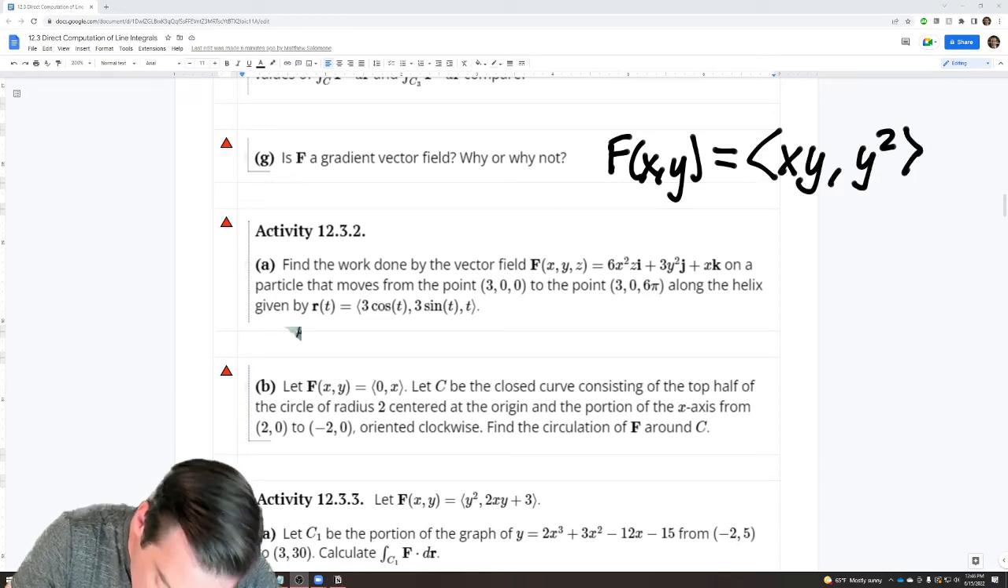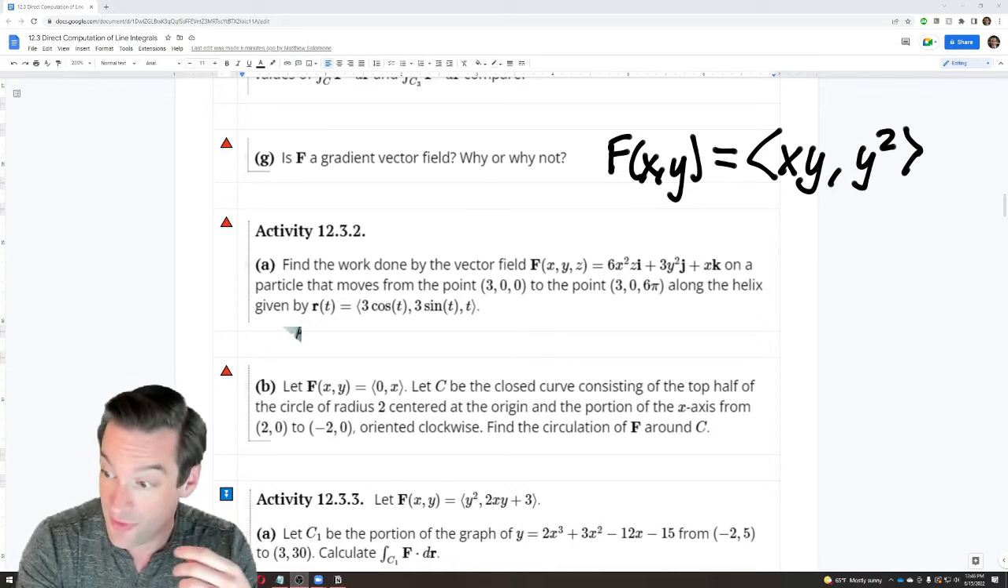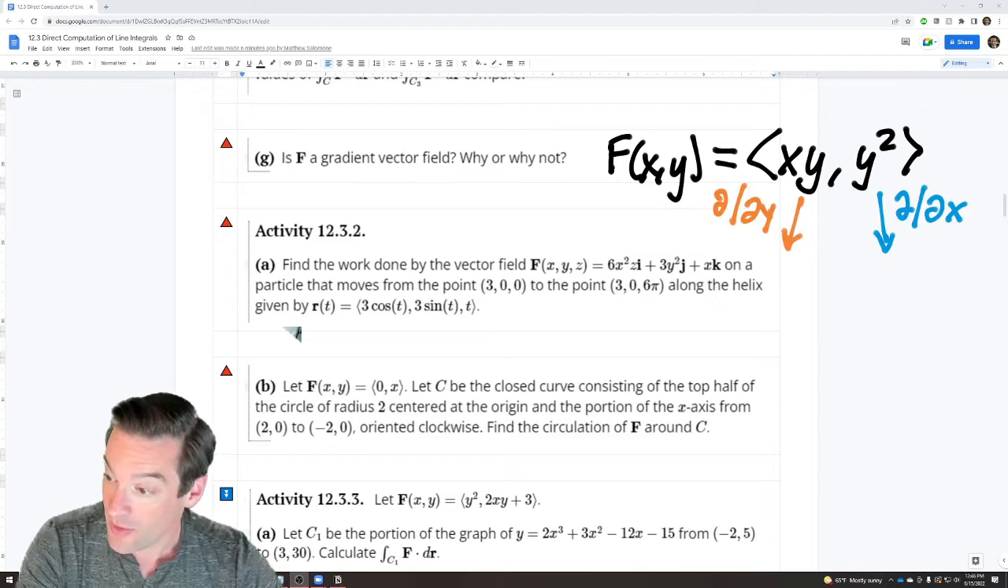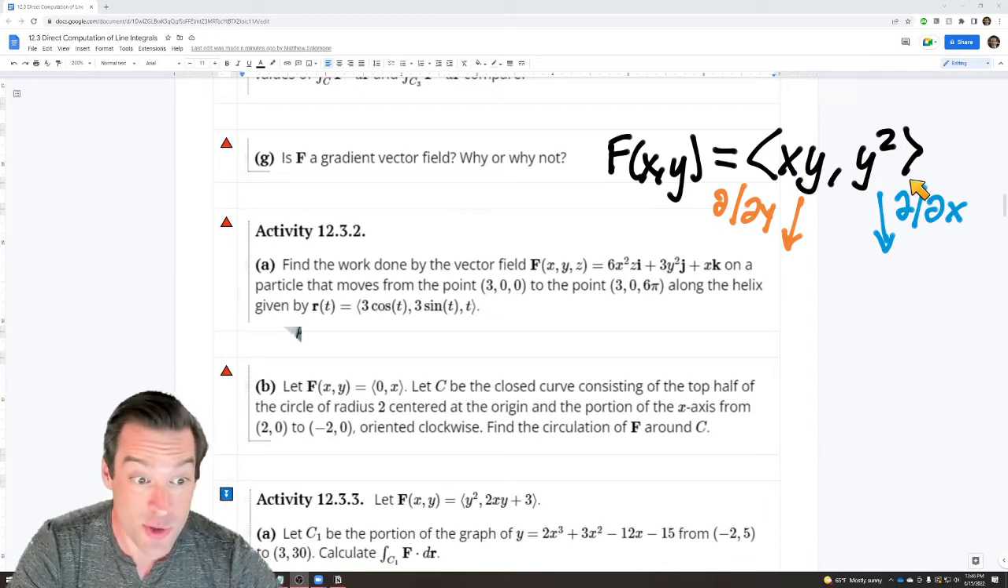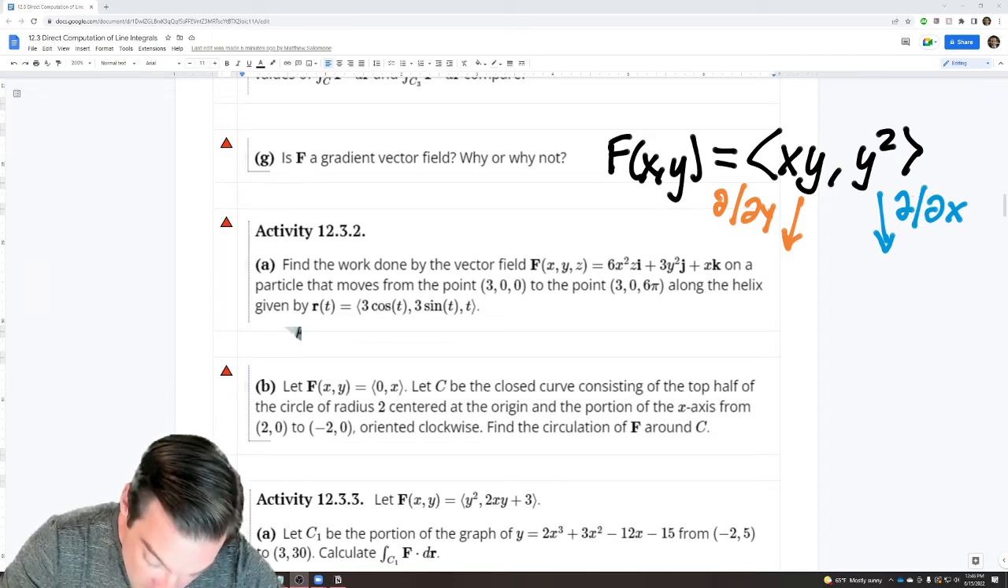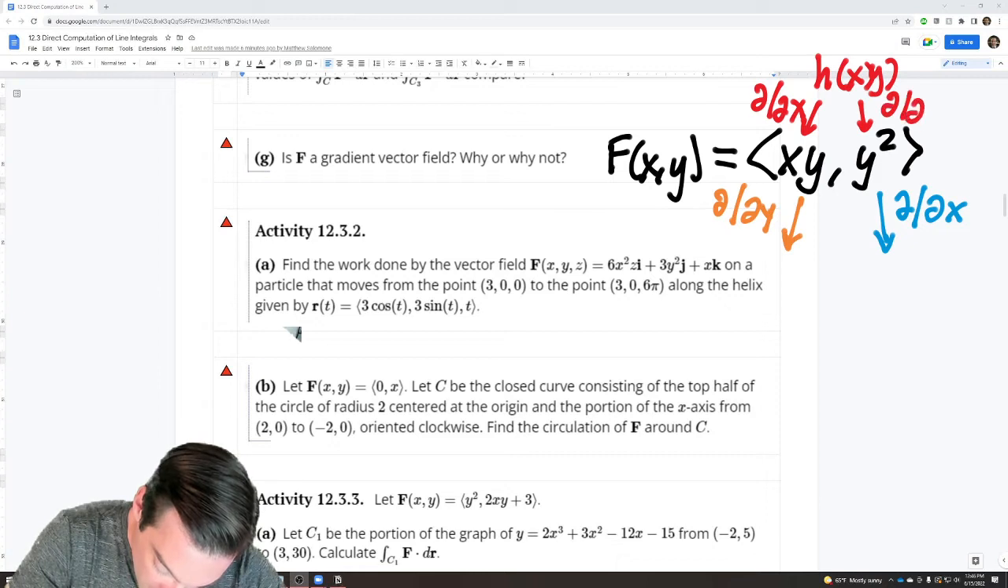So what did we do yesterday to try to assess whether or not a given vector field is or is not a gradient? What were some options? So the most expedient way to tell when something is not a gradient vector field is to subject it to the screening test. And the screening test says, take the y partial derivative of the x component and the x partial derivative of the y component. If it's true that this thing really is a gradient, if it really is the gradient of some scalar function h of x and y, then that means that the x component would be the x partial derivative of that h, and the y component would be the y partial derivative of that h.